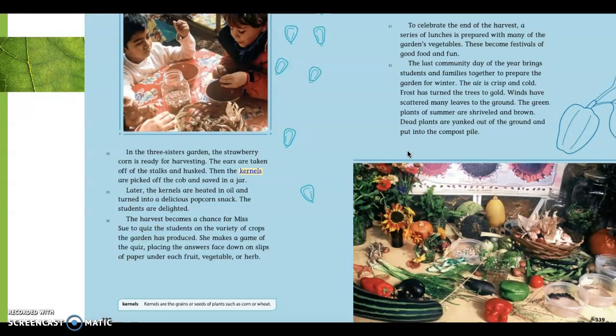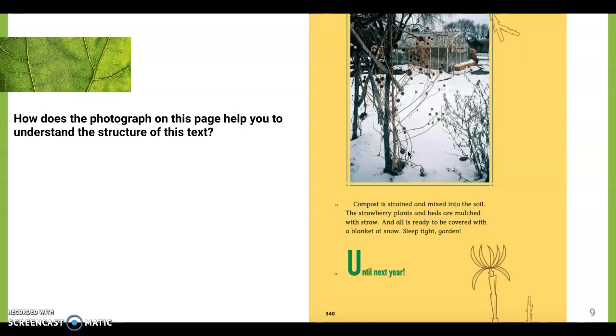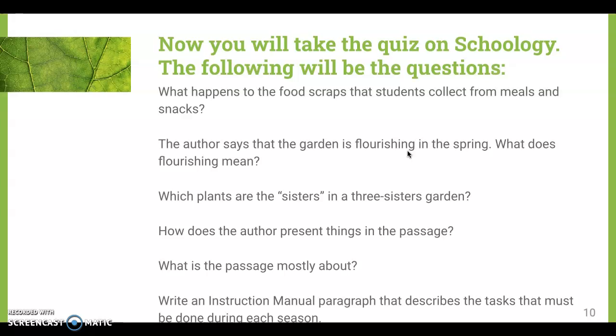On page 338, you will continue to look for transition words. And finally, at the end of the text, there's a photograph that helps us understand the structure of the text. Now you will take the quiz on Schoology.